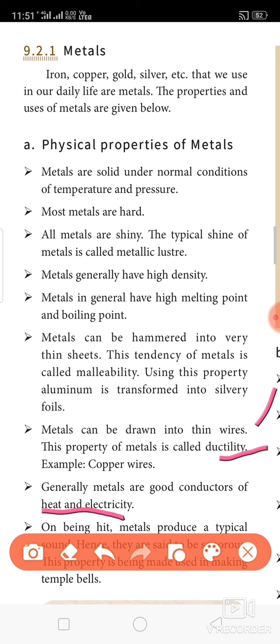Generally, metals are good conductors of heat and electricity. Metals can conduct heat as well as electricity. That's why we are using metals for cooking and also for electric transmission.